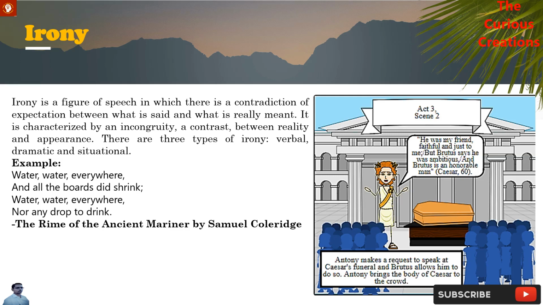For example, we have a piece of poetry from The Rime of the Ancient Mariner by Samuel Taylor Coleridge. Water, water everywhere, and all the boards did shrink. Water, water everywhere, nor any drop to drink. In the last lines, the poet is saying that everywhere there is water, but not a single drop of water can be used to drink. He is actually talking about the seas.